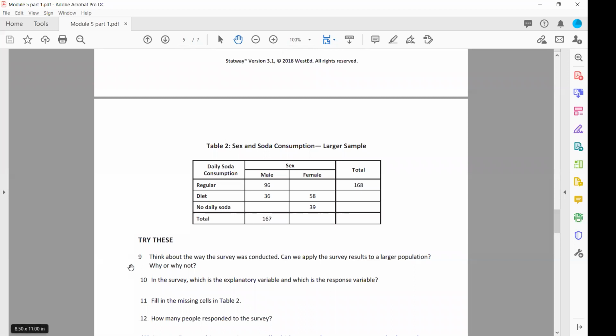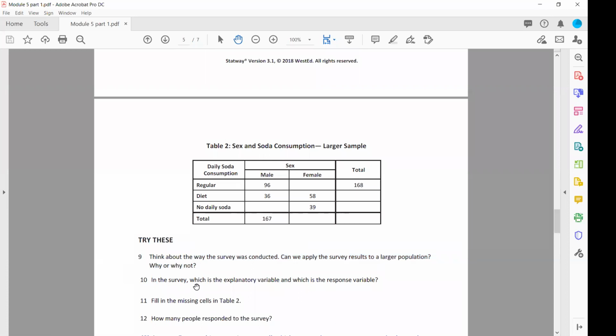Question 9 says, think about the way the survey was conducted. Can we apply the survey results to a larger population? Why or why not? Remember that your goal, your job as a statistician, is to collect the data, analyze the data, and eventually make inferences about a population.